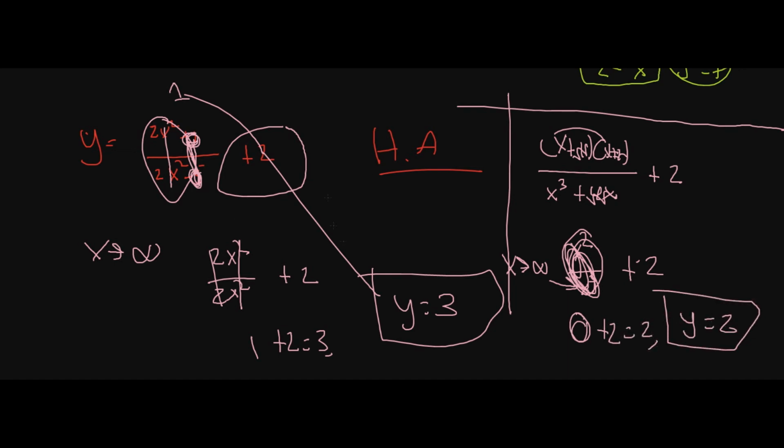All right, this is just two examples of horizontal asymptotes. We didn't really go over some kind of challenging ones, but that's kind of how you would go about doing it.